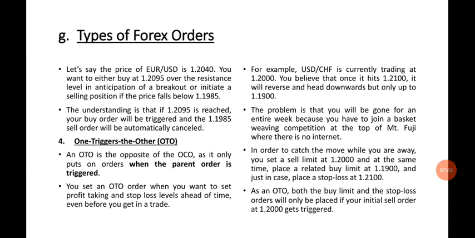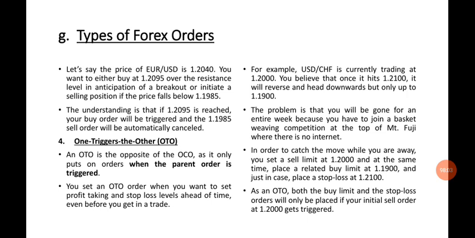One triggers the other, OTO. An OTO is the opposite of the OCO, as it only puts an order when the parent order is triggered. You set an OTO order when you want to set profit taking and stop loss levels ahead of time, even before you get into a trade.